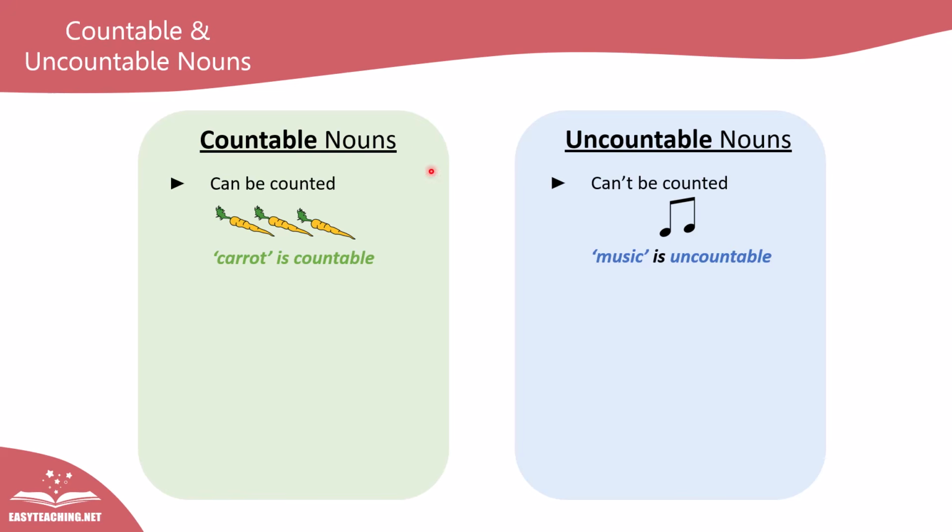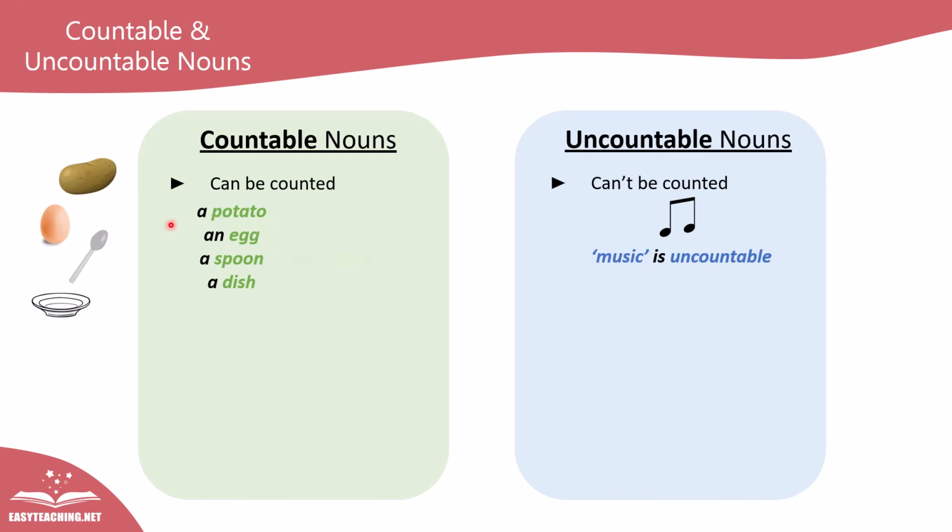Let's start with the easier one, countable nouns. As we know, countable nouns can be counted. Countable nouns are individual things with clear limits. You can separate them, point to each of them, and count them as separate items, just like with these carrots. Take note, we can use the articles a and an with countable nouns in their singular form. Here are some other nouns that are countable: a potato, an egg, a spoon, a dish.